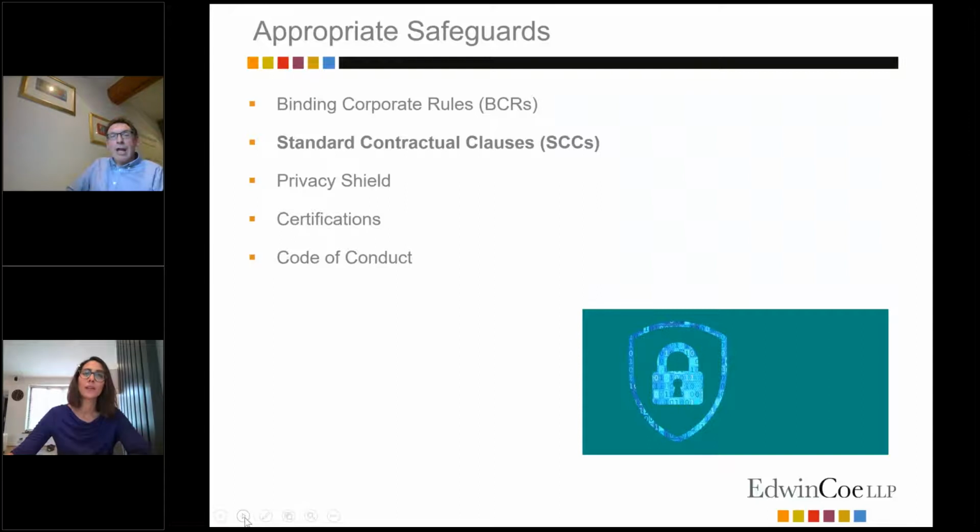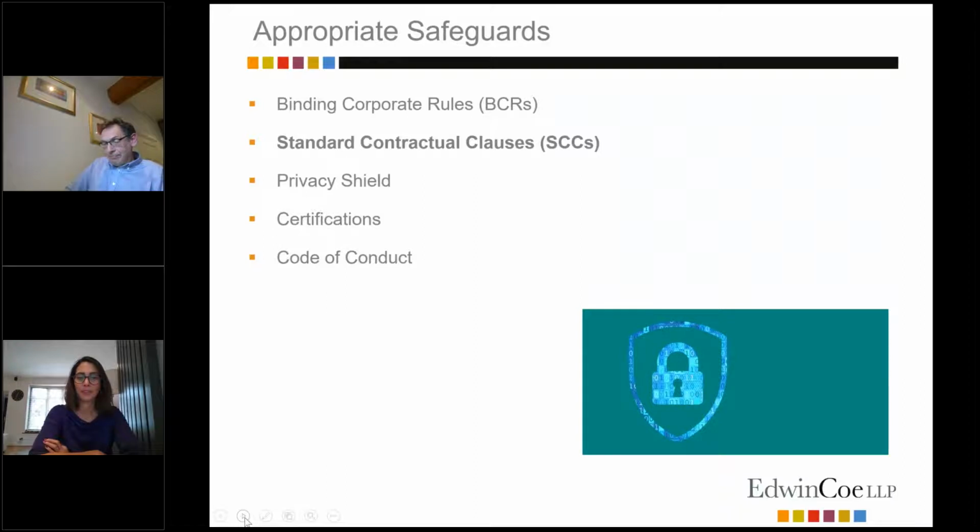Privacy Shield has gone. You may have read about the Schrems 2 decision. So Privacy Shield was a way of transferring data from the EU out to the US. It was an additional safeguard available to US businesses, but it was held to be invalid by the European Court, by the CJEU. And we'll come back to that a little bit later when we talk more about Schrems 2.